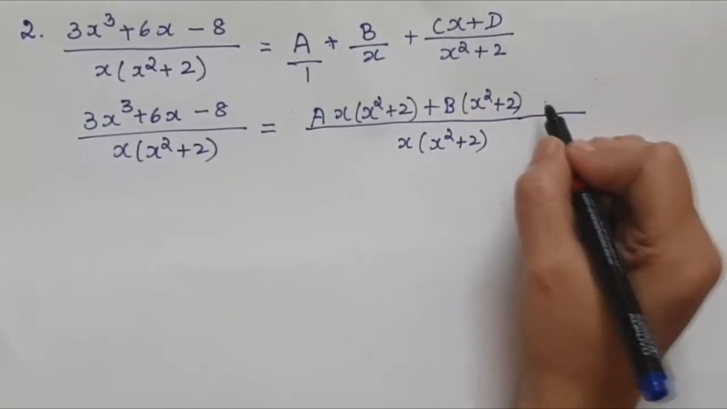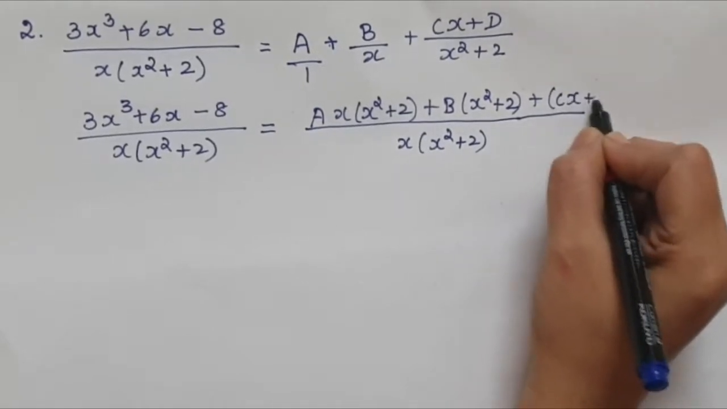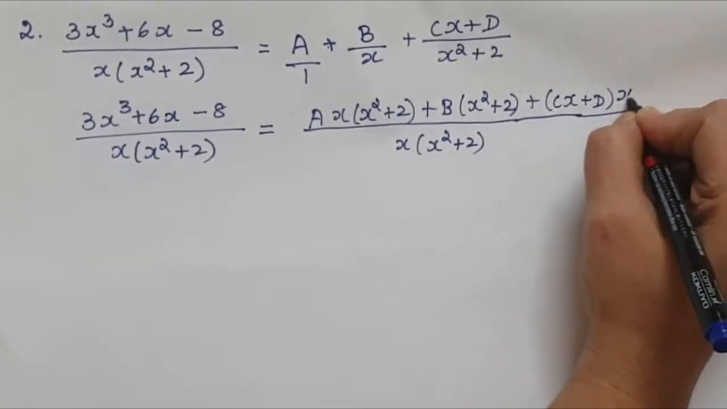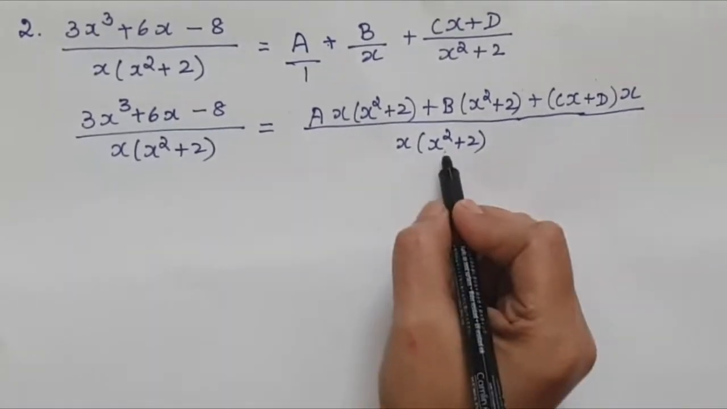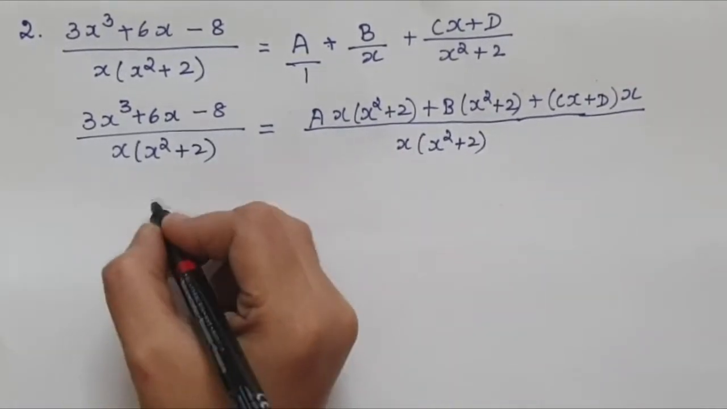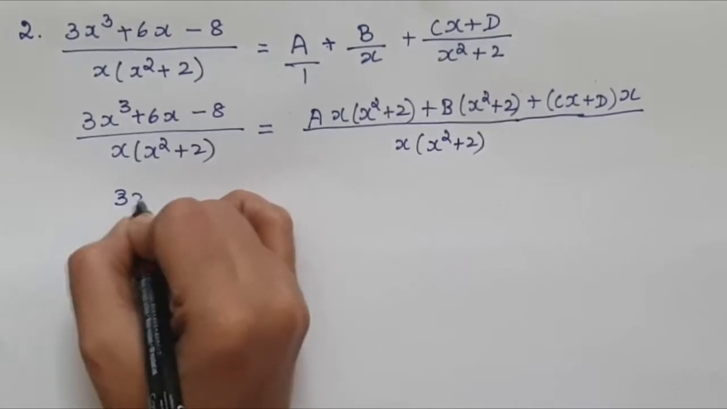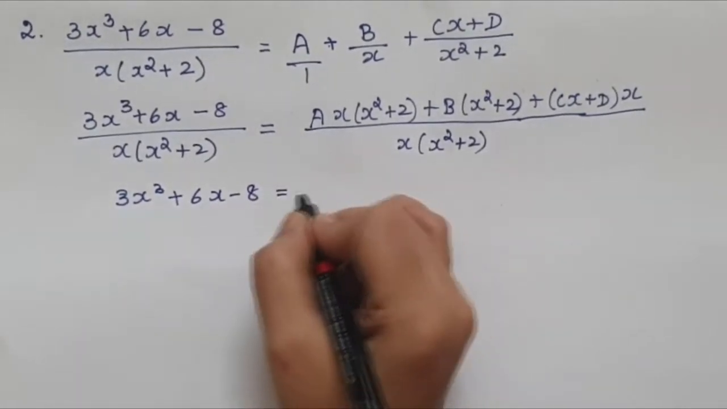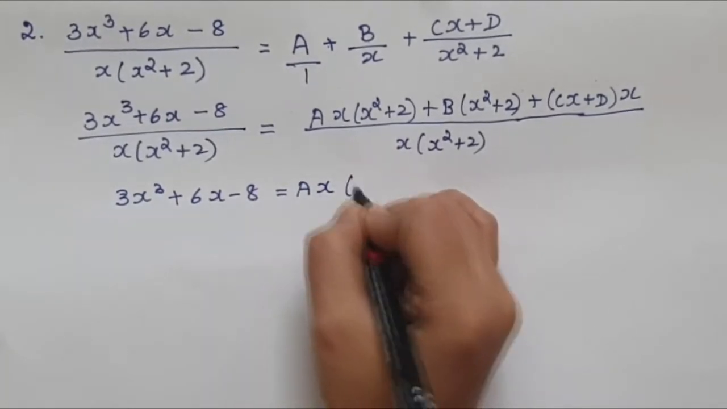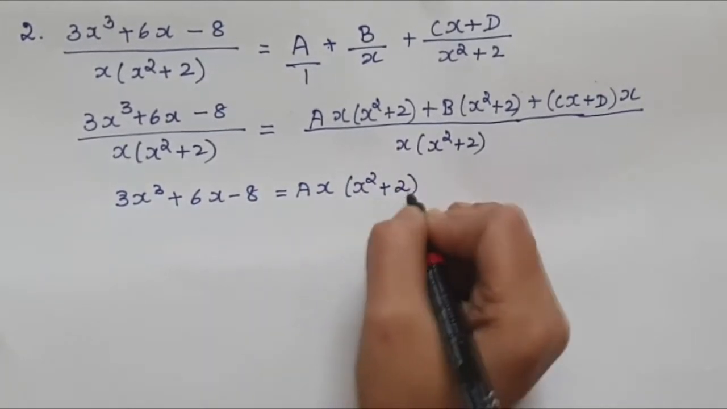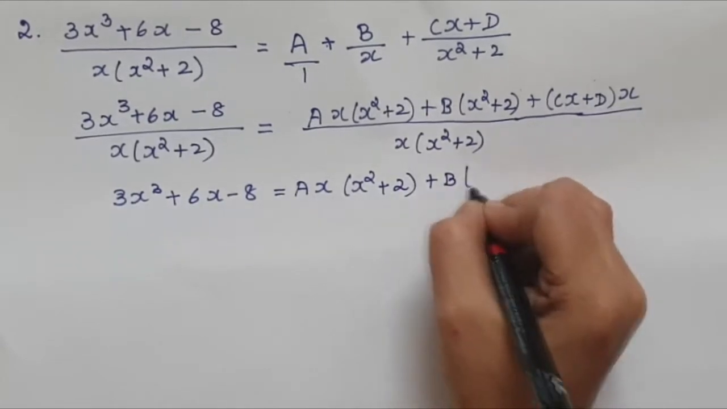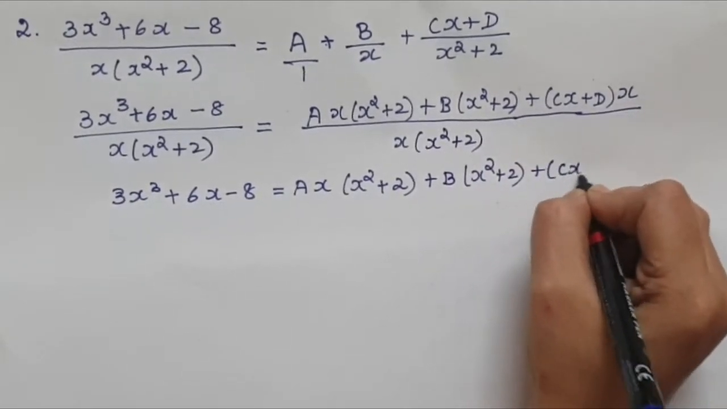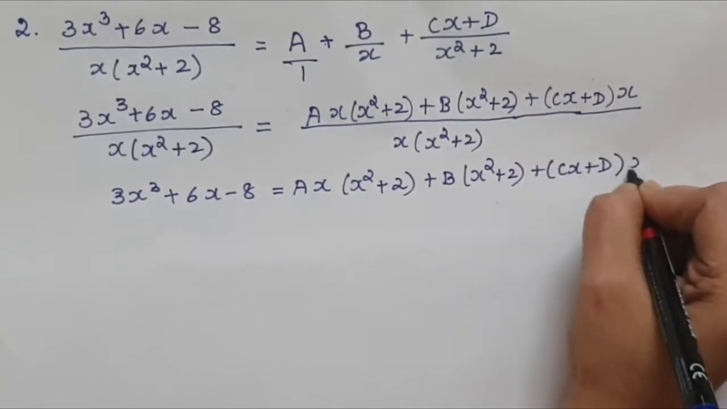And then this cx plus d already has x squared plus 2, so we multiply it only with x. Now both the denominators are the same. Equate the numerators. So, we get 3x cubed plus 6x minus 8 equal to ax into x squared plus 2, plus b into x squared plus 2, plus cx plus d into x.